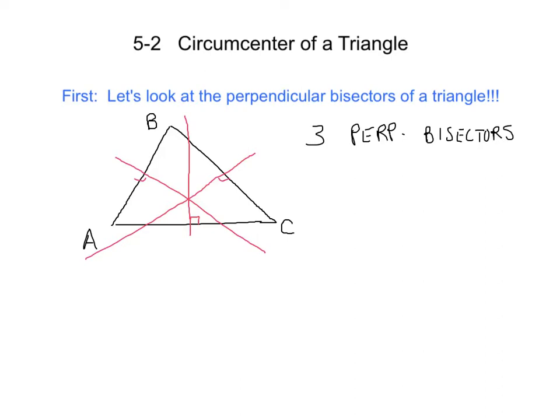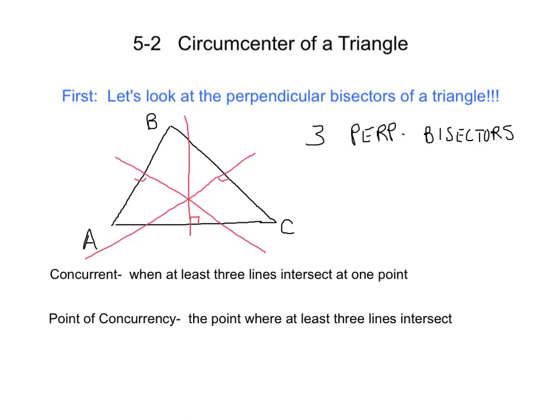But what we see is that all 3 lines came to 1 point. We call this a special word, and we call this word concurrent. Concurrent is when at least 3 lines intersect at 1 point. So we would say that these lines are concurrent because they meet at 1 point. In fact, that point is the point of concurrency, and it's simply the point where at least 3 lines intersect.